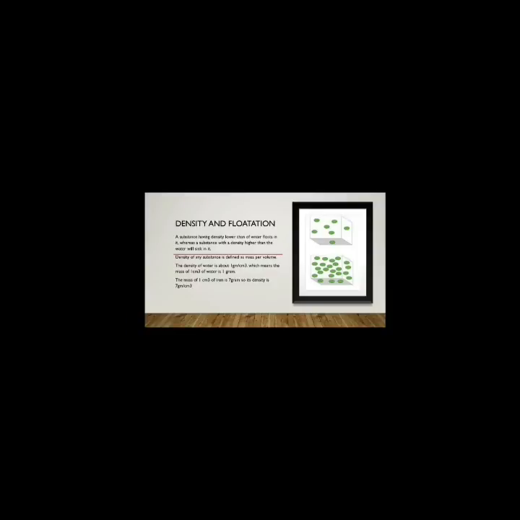In this picture you can also see two cubes. If the length, breadth and height of this cube is 1 centimeter, then the volume of this cube will be 1 centimeter cube. And you can see the atoms in it. In the first one there are fewer atoms, so we will say it is less dense, and in the second there are more atoms, so we will say it is highly dense. Now our next property is physical state.